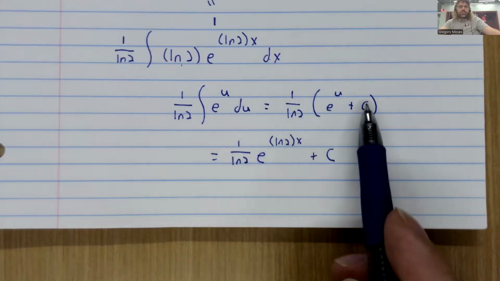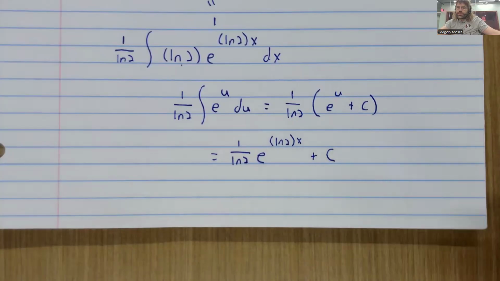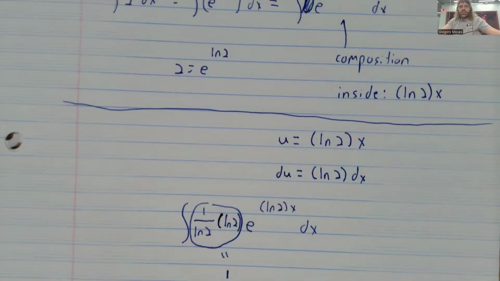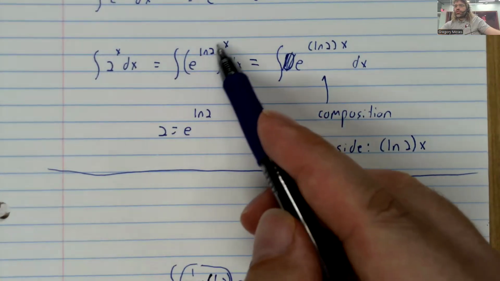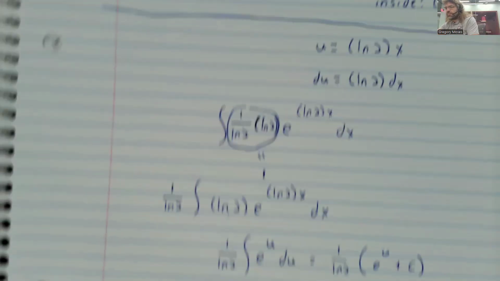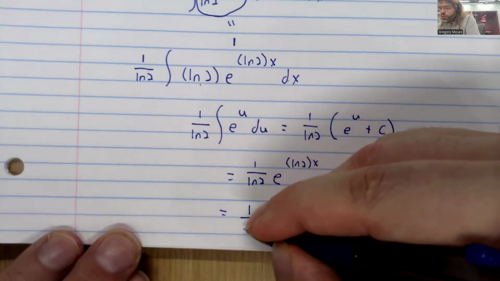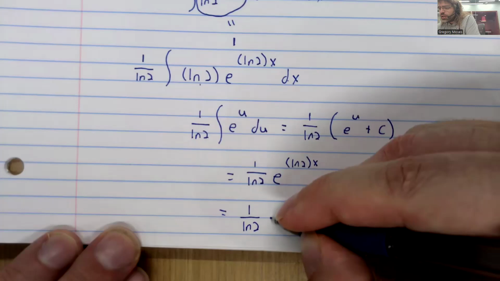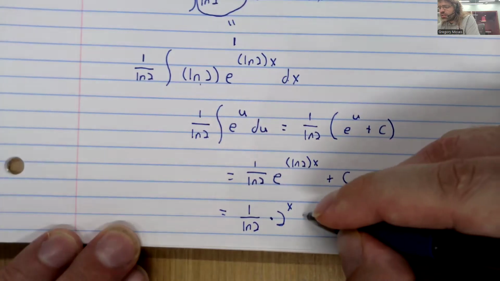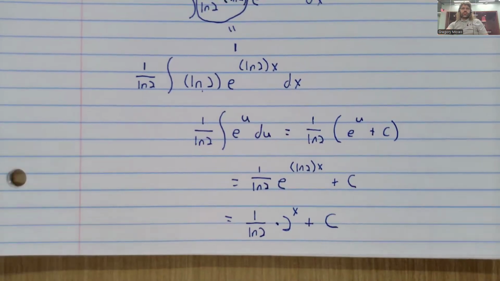Again, a constant times a constant of integration is still just a constant of integration. And if I were so inclined, I could then recognize that this e to the ln 2 times x is 2 to the power of x. And this integral I found is 1 over the natural log of 2 times 2 to the x plus a constant of integration.